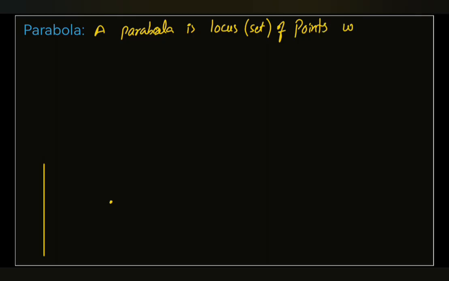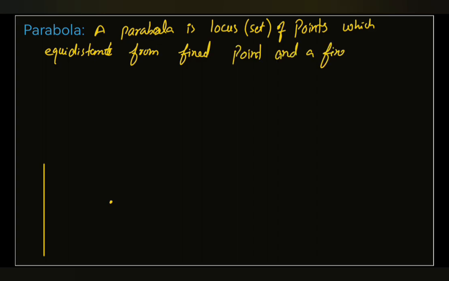So a parabola is the locus or set of points which are equidistant from a fixed point and a fixed line. What does it mean?